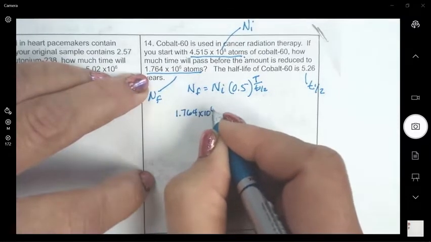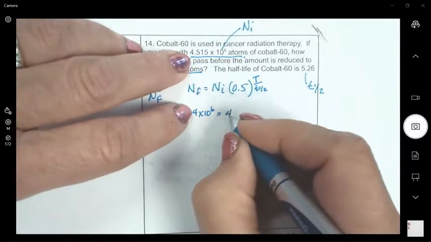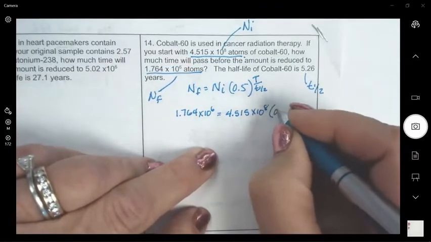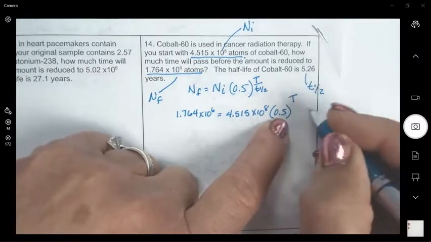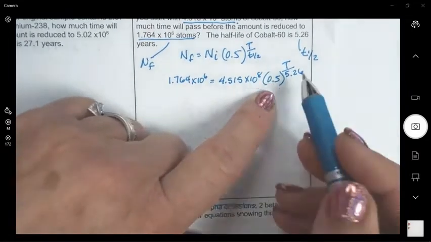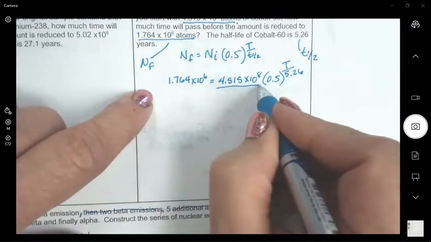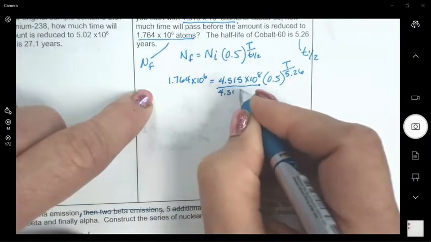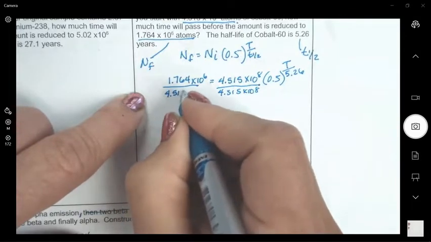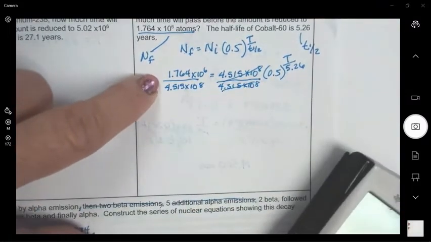1.764 times 10 to the sixth is my final, equals my initial, 4.515 times 10 to the eighth, and I'm going to multiply that by 0.5 raised to total time divided by 5.26. Then I'm going to follow the same plan as before and simplify by dividing this side by 4.515 times 10 to the eighth. If I do it on this side, I need to do it on this side, that way it cancels out here.